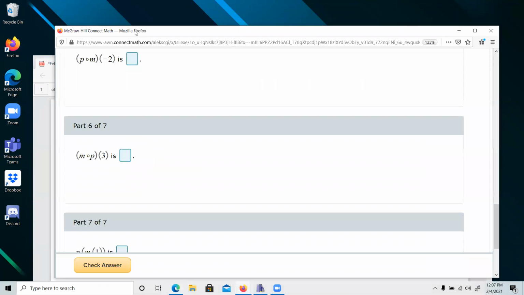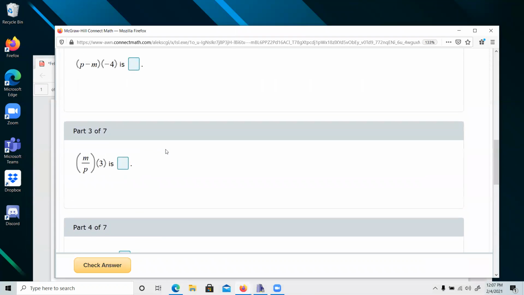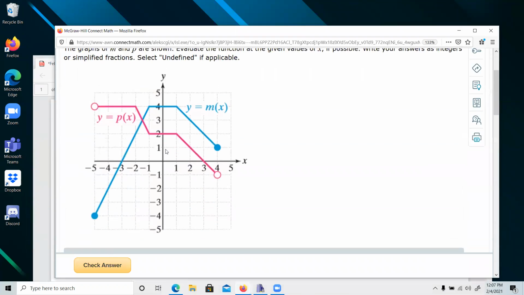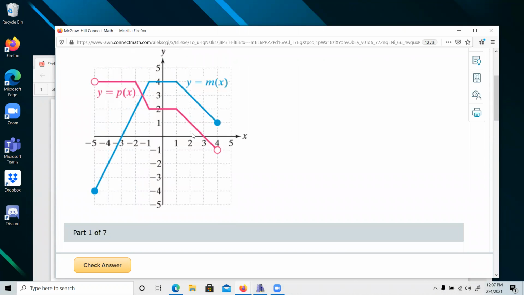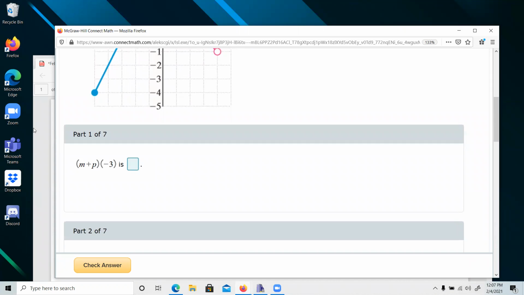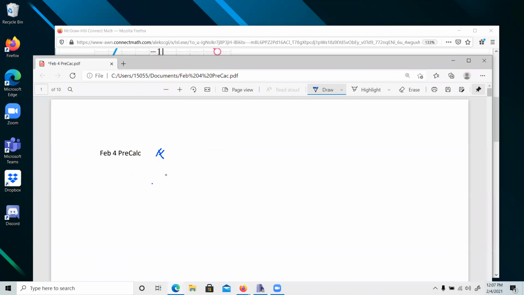So more to the point, what about this problem? Because this is the thing confronting you in your life right now. We've got this horrible picture, and it's going to ask you for different things. This is m plus p of -3. Now we can't do this together. We have to use what function notation means to do that.